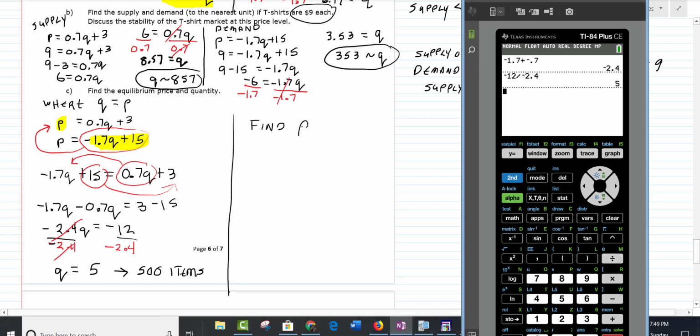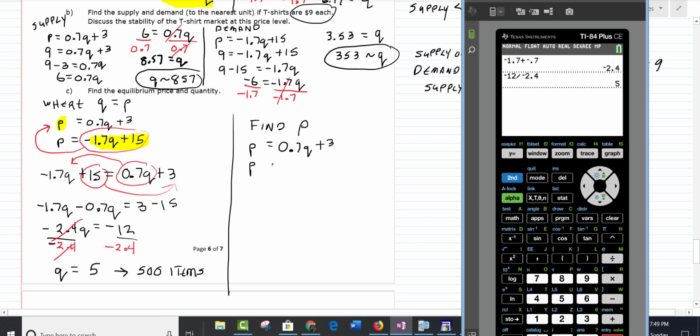If you want to find P, it doesn't matter which equation you use. You can use the top or bottom. I'm going to make a decision to work with the top equation. And then I'm going to plug in the 5. Don't plug in the 500, plug in the 5. So the 5 goes in.